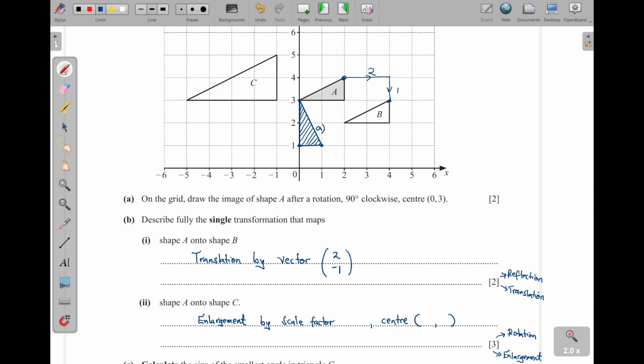So what do we do in order to find the center? Draw lines through object points and corresponding image points.